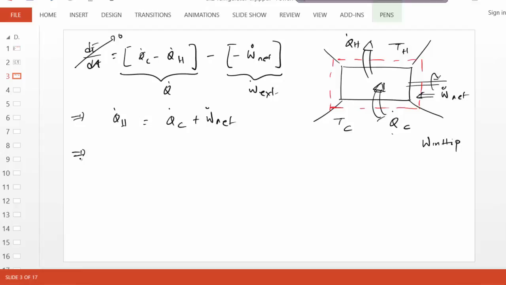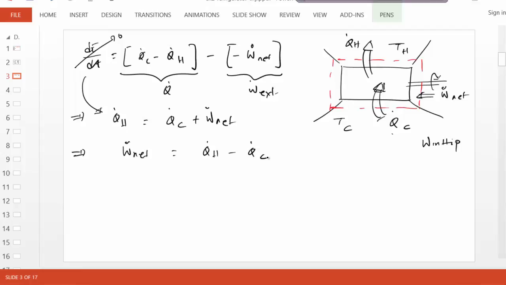But I urge you to understand the connection between the energy equation and what we derived as an intuitive energy balance. That will prepare you to analyze any type of system in the future. Okay, so the net work that we need then becomes Q dot H minus Q dot C.